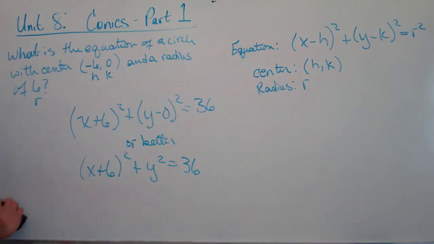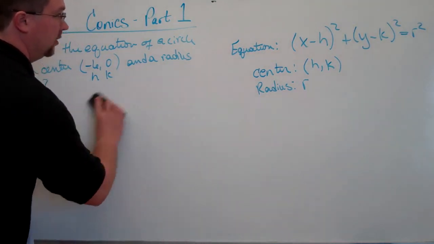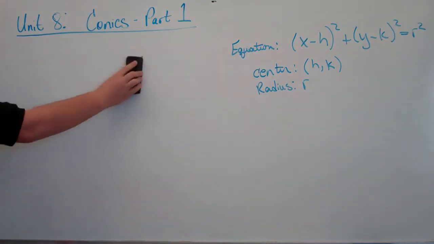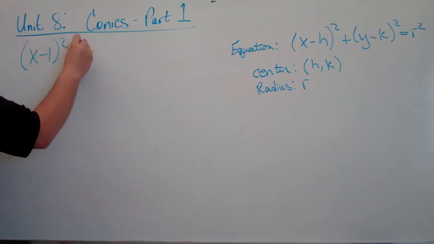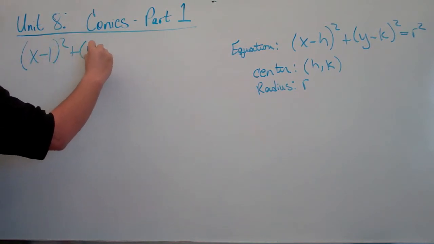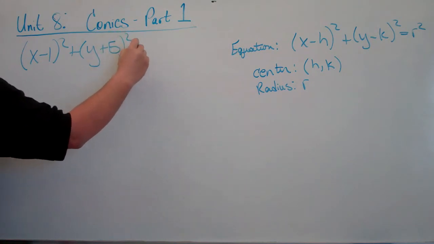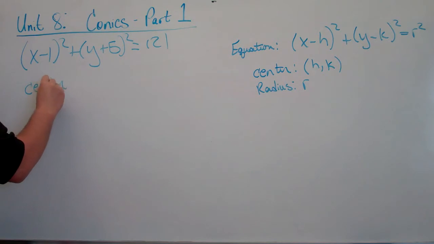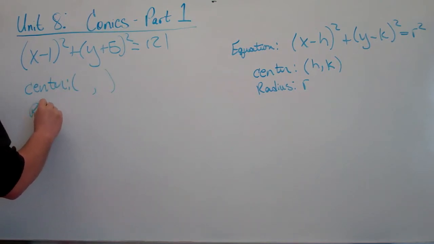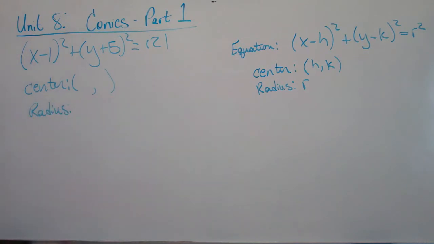Alright. Let's look at one more example. I'm going to call this video finished. Alright, so we have (x - 1)² plus (y + 5)² equals 121. I want you to give me the center, and I want you to give me the radius. So pause the video, figure this out.